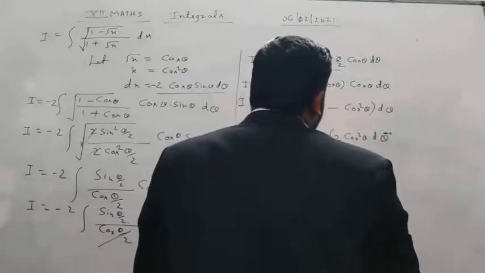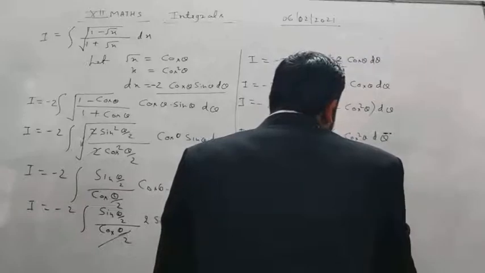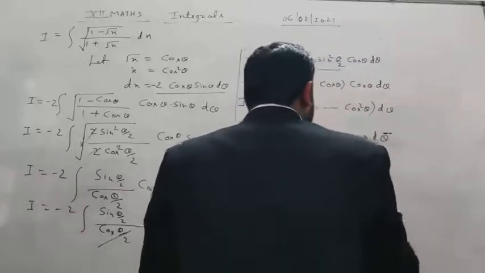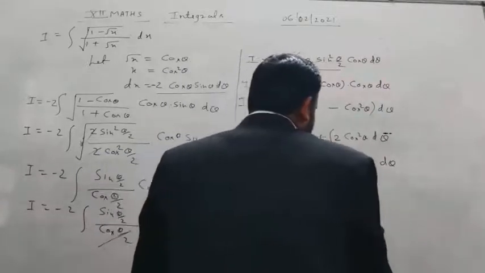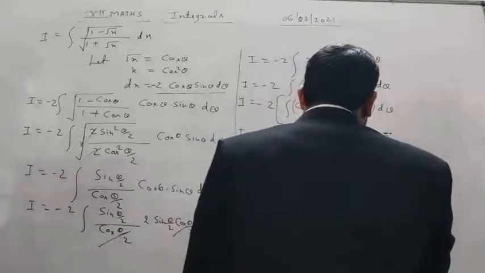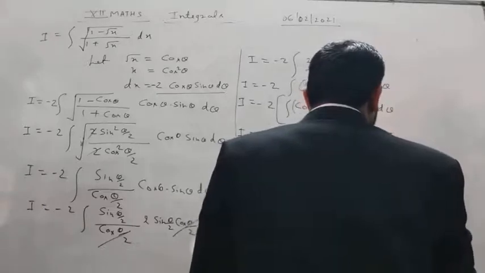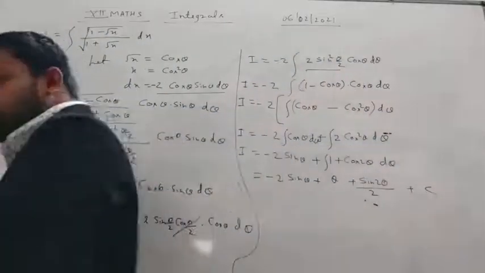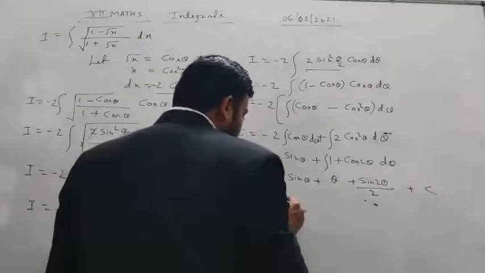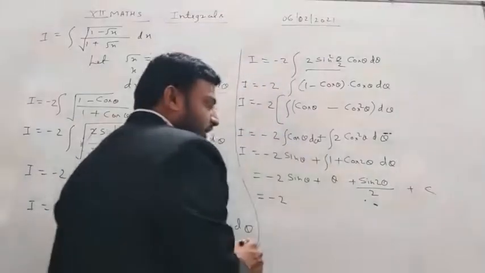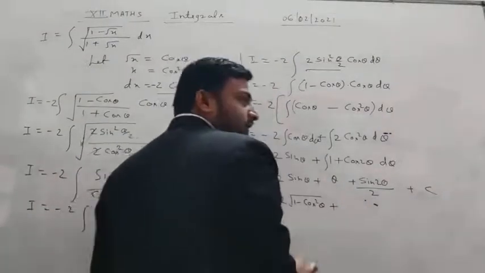So I is minus 2, integral of cos theta is sin theta, and plus 2 cos square theta, which we can write as 1 plus cos 2 theta d theta. So minus 2 sin theta, plus theta, plus sin 2 theta by 2, plus c. Now this is minus 2 sin theta, so we can write this as 1 minus cos square theta, and plus theta.